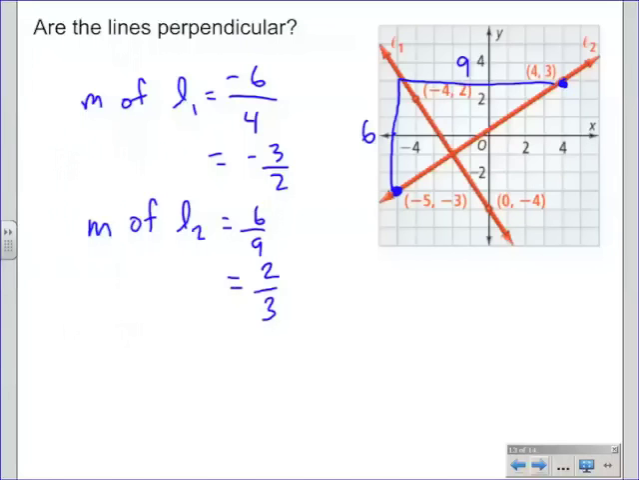So now we'll take the product of those two. -3/2 times 2/3 equals, do a lot of cross canceling, and you'll see that it equals -1. So therefore these two lines are perpendicular.